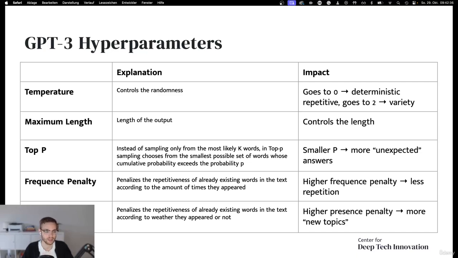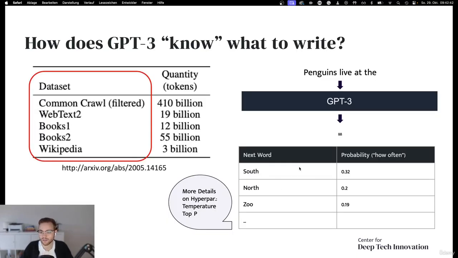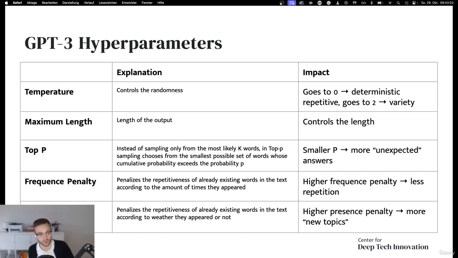You have a top P parameter, and that top P parameter basically says how far you go down this list of probabilities to make a choice. So if you only go into the top two things, then every time you put in "penguins live at the...", it can only be south or north. Zoo will never come because you defined that top P doesn't go down that far. Then you have two additional parameters, frequency penalty and presence penalty, that help you to reduce the repetitions of a certain word or the presence of certain words overall.